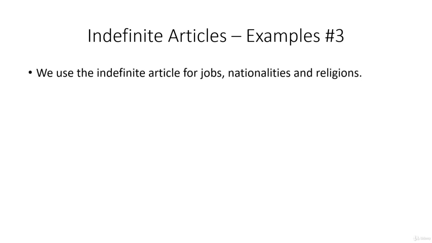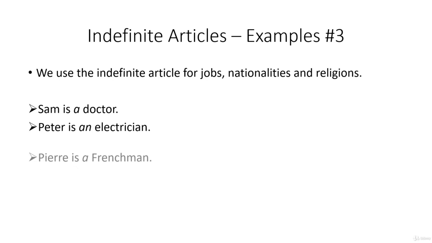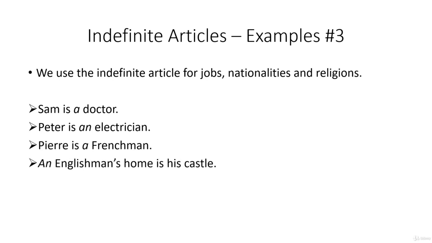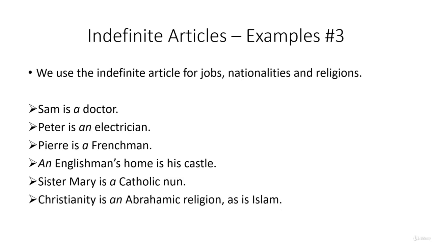And we use the indefinite article for jobs, nationalities, and religions. Sam is a doctor. Peter is an electrician. And here we see electrician starts with a vowel sound, so we use an electrician. Pierre is a Frenchman. An Englishman's home is his castle. Sister Mary is a Catholic nun. Christianity is an Abrahamic religion, as is Islam.